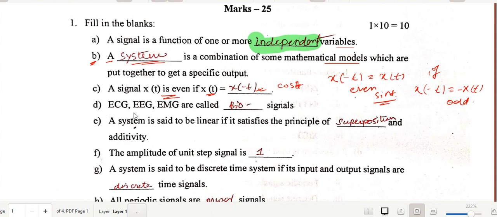So next question, question number D, ECG, EEG and EMG are called signals. So they are called biomedical signals, or simply you can call them bio signals. Okay, these are called bio signals.